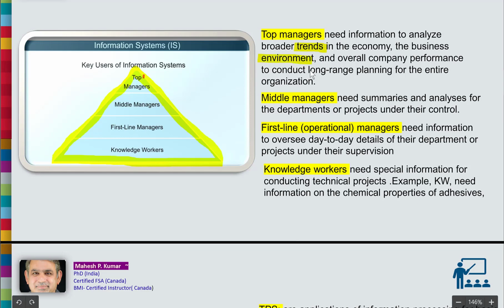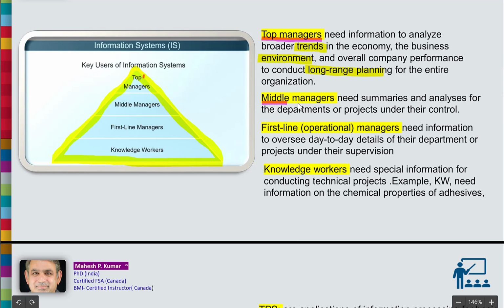And on the basis of that, they will make decisions about long range planning, that is planning for the entire company for a long period of time, maybe 5 years. So in order to do all these things, top managers would need information. So they are the first key user of information.